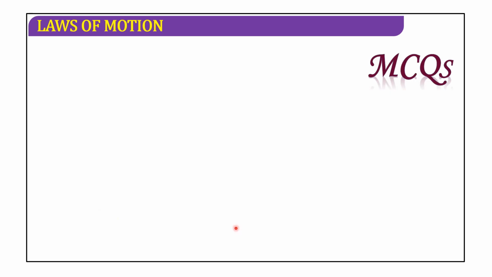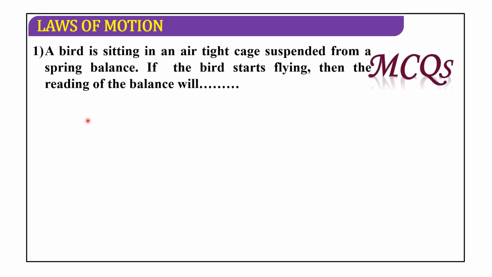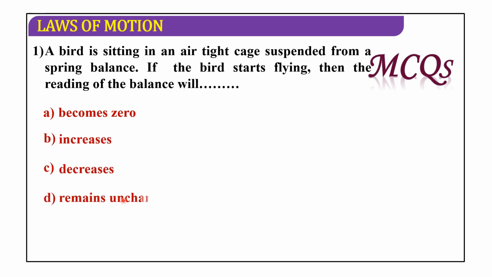Now let us discuss MCQs. First one. A bird is sitting in an airtight cage suspended from a spring balance. If the bird starts flying, then the reading of the balance will: first option, become 0; second option, increase; third option, decrease; and fourth option, remain unchanged. So, if the bird starts flying, then the reading of the balance will remain unchanged.